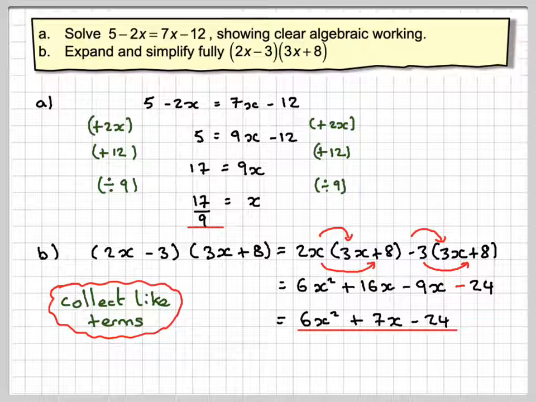Okay, so this has been a video to show you how to solve an equation with x unknown on both sides and to expand two brackets to get a quadratic expression.